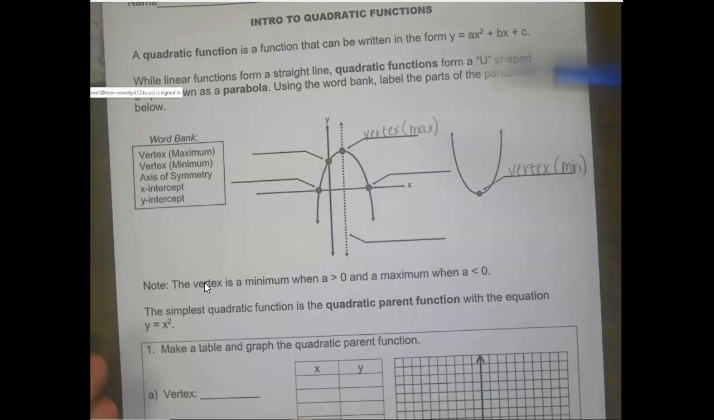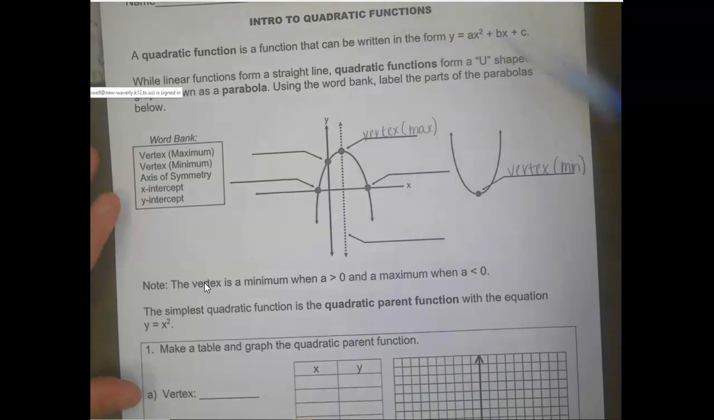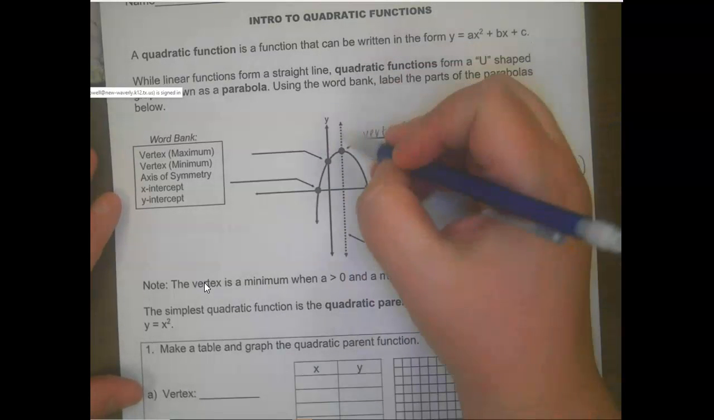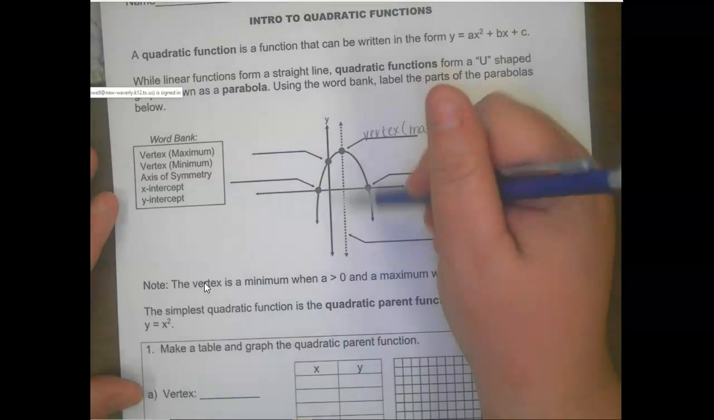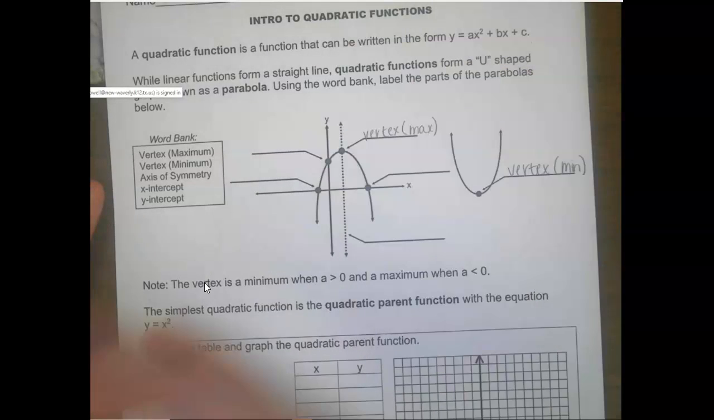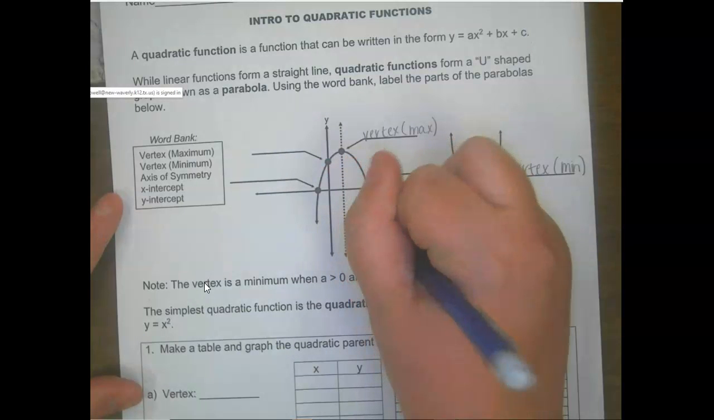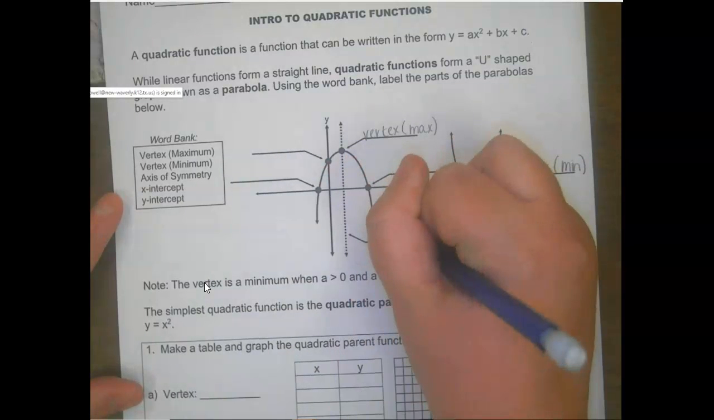All right, our axis of symmetry is going to be that line that splits my graph exactly in half. Now, you've talked about symmetry before in earlier grades. It's the same thing. It's the line that creates the symmetry. So that is our axis of symmetry.